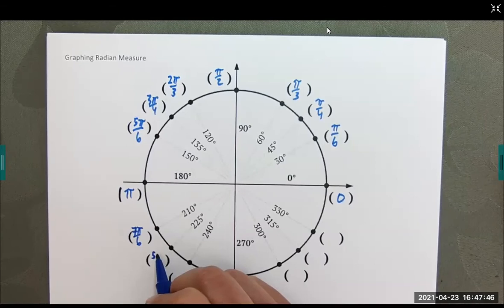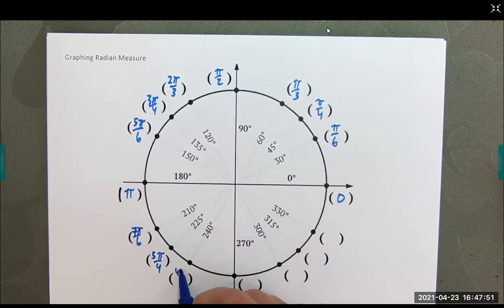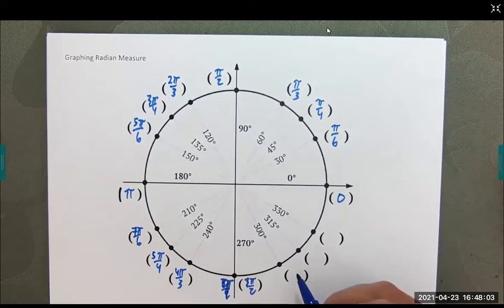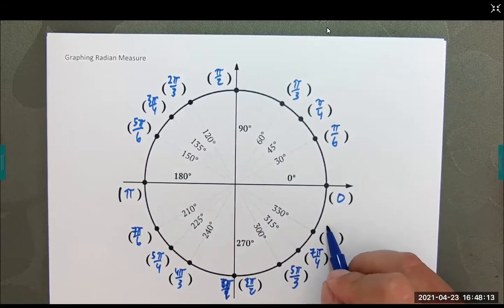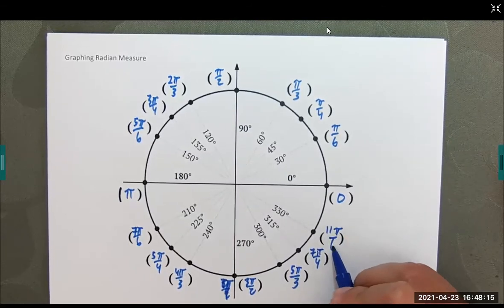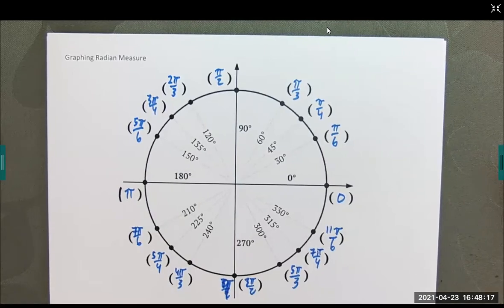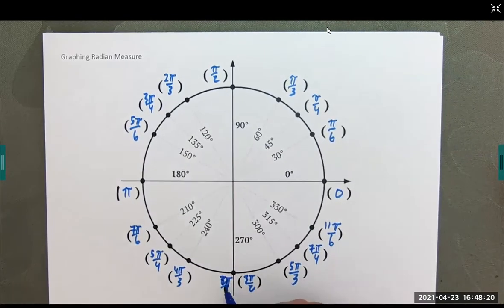225 is 5 pi over 4. 240 is 4 pi over 3. Down here, 270 is 3 pi over 2. Yep, 3 pi over 2. Here at 300, we have 5 pi over 3. Here we have 7 pi over 4. And we have 11 pi over 6. You will need to get familiar with these, like it or not.